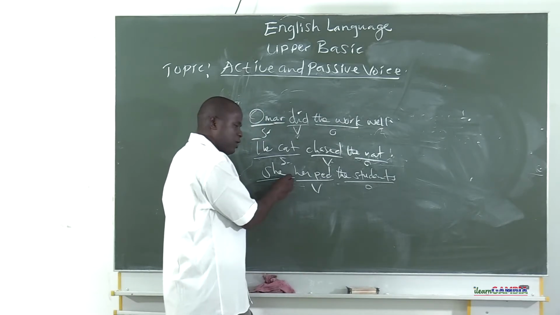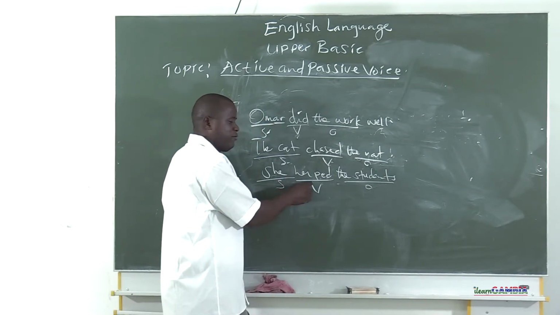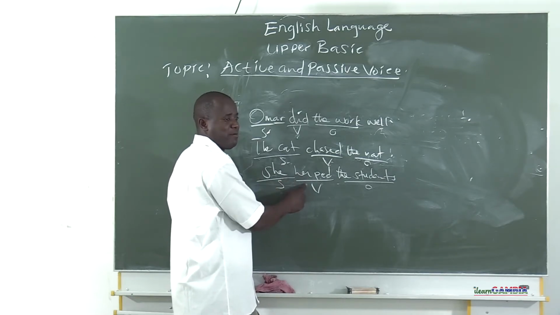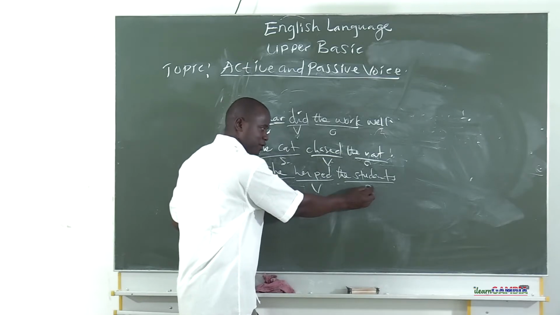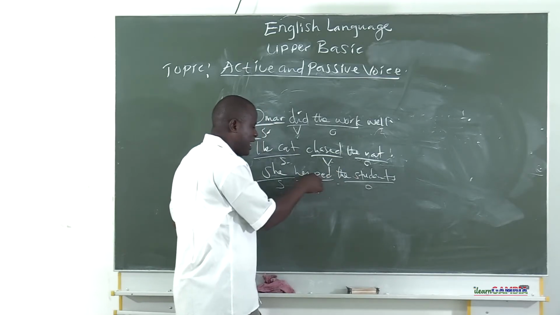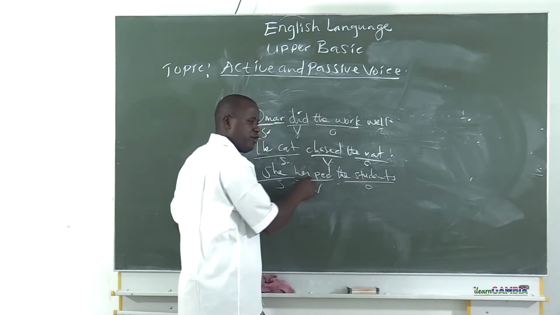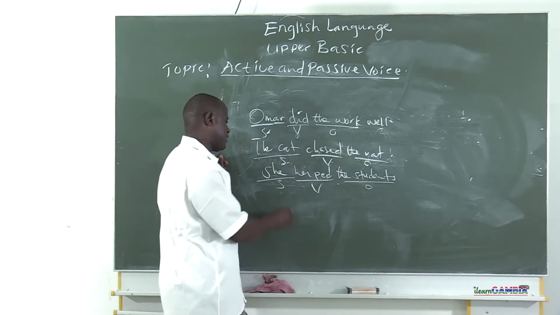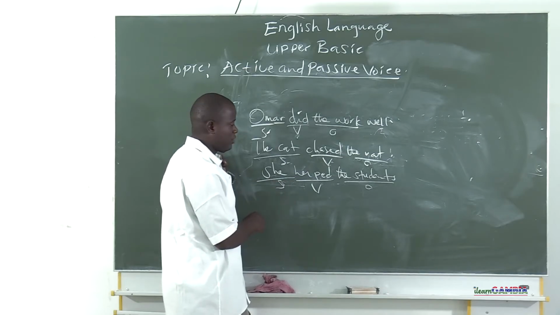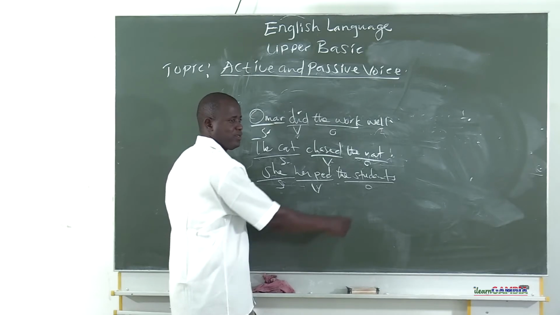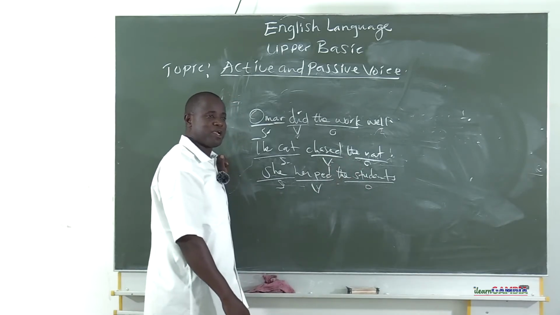What makes this a subject? It comes before the verb, and it also does the action of the verb. So what makes this one an object? It came after the verb and received the action of the verb done by the subject. Now look at this. She did something. What did she do? Help. Who received the help? The students. So obviously students become the object.